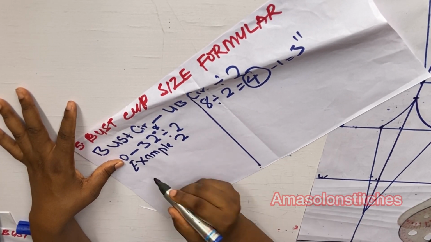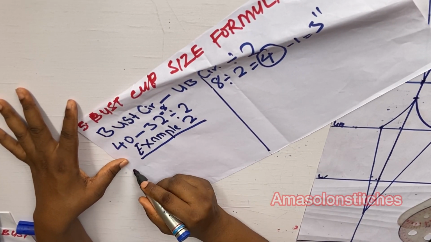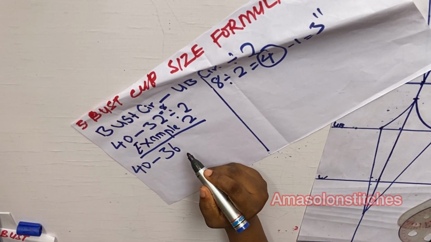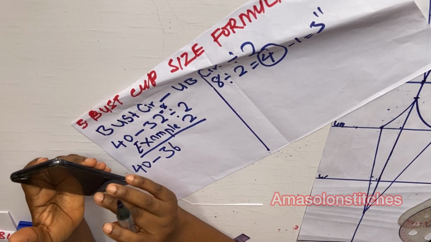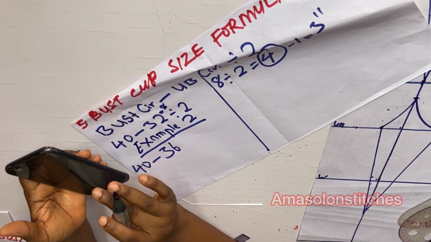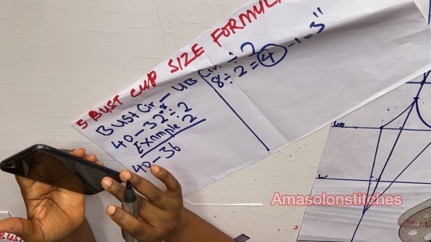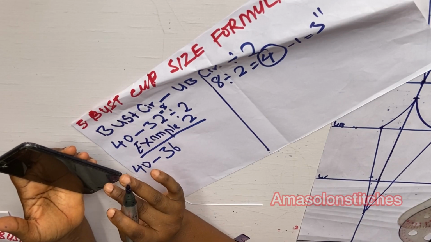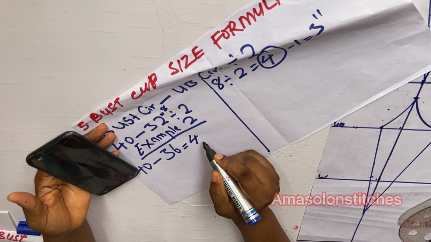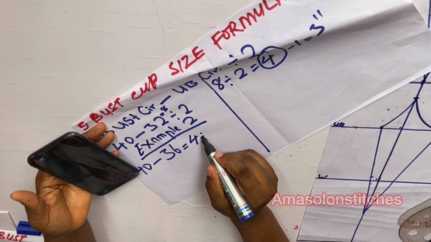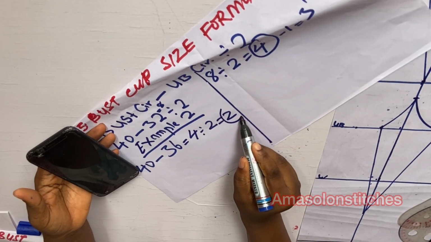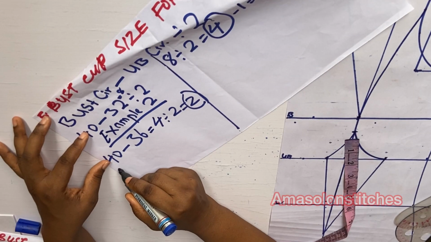This is another, let me give another example. Okay, so in this case, let's say the person is a bust 40 minus under bust 36. Let me just punch my calculator so that we will see it. Bust 40 minus under bust 36, divide by 2. What answer did it give us? Still 4. It gave us 4 inches. Divide by 2, you're going to have 2 inches. So in this case now, we have 2 inches.